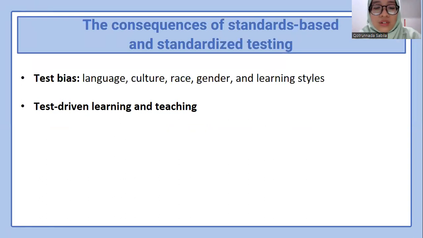And then we have the consequences of standards-based and standardized testing. The first, we have test bias. It is no secret that standardized tests involve a number of types of test bias. That bias comes in many forms: language, culture, race, gender, and learning styles.